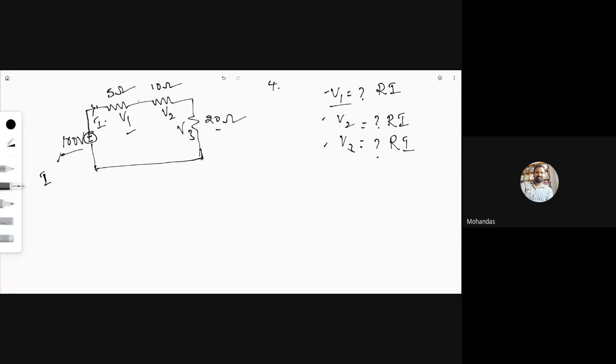Suppose you take V1, the potential difference across the 5 ohm resistor. We have to substitute R equal to 5, so V1 is 5 into I. Likewise, V2 is the voltage drop across the 10 ohm resistor, so we take R as 10 into I. Similarly V3 is 20 into I. So these are the voltage drops across each and every resistor. To calculate them, we should know the value of current in this circuit. To know the current here, we have to apply KVL in this circuit.